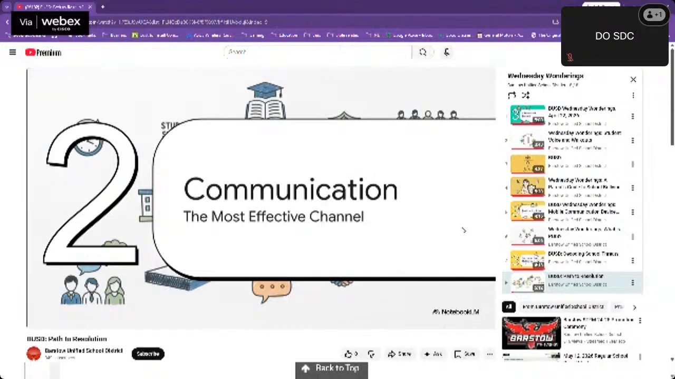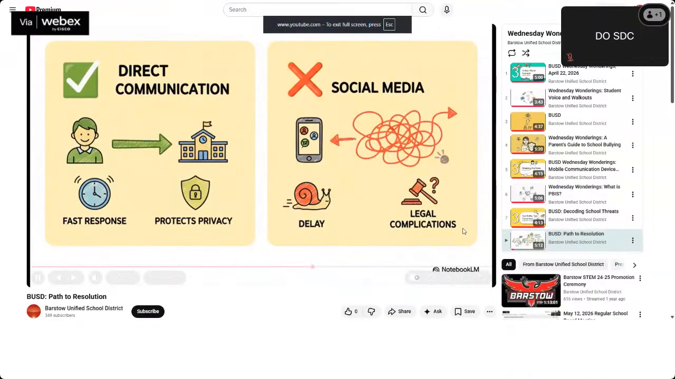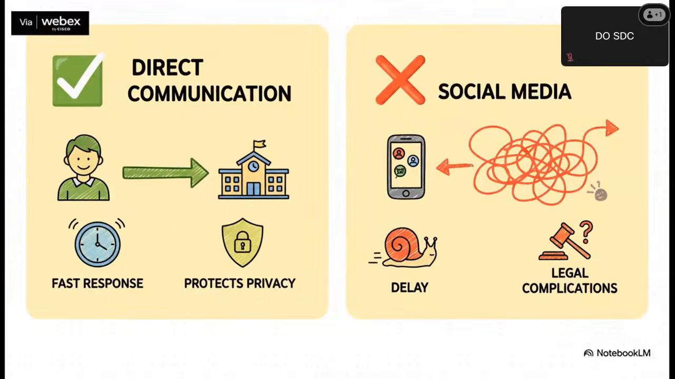I mean, we all live online these days, and it can be tempting to just post on social media. But if you want a fast resolution, the channel you choose really matters. Just look at the difference here. It's pretty night and day. Direct communication gets you a fast response, it protects student privacy, which is required by law, by the way, and it gets you to the person who can actually fix the problem.